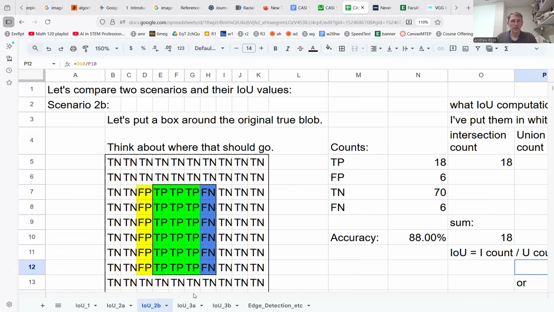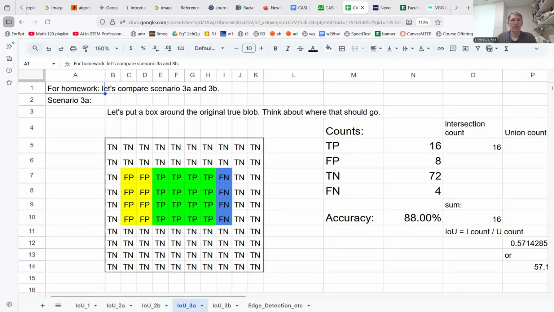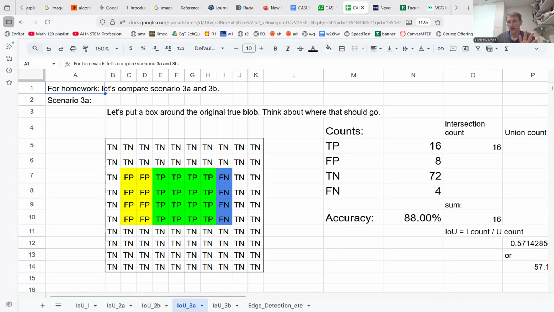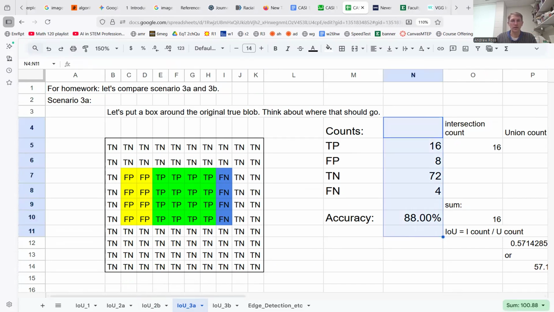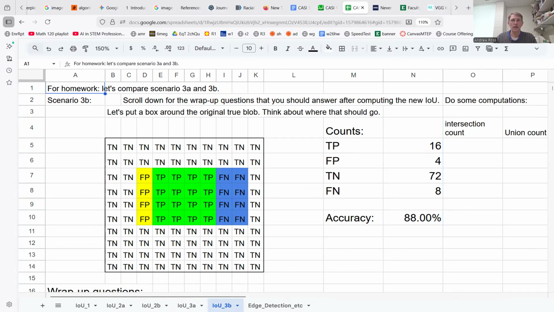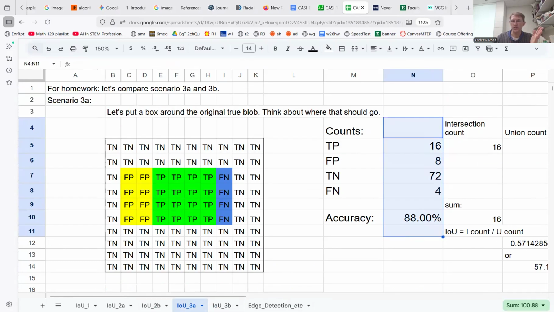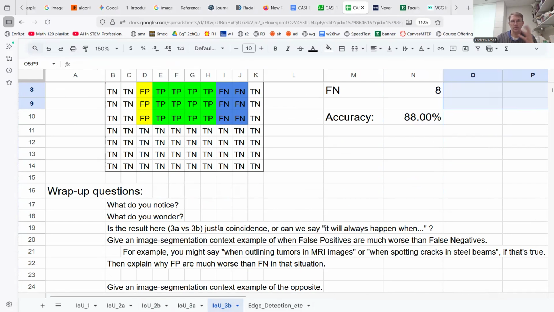I have another pair of scenarios here, scenario 3A and scenario 3B. And these are part of the homework, actually. So it's got the counts done over here for you for 3A and 3B. Part of the homework will be for you to compute the intersection and union counts and then compute the I over U, and then compare 3B to 3A. And there are some wrap-up questions that are part of the homework.